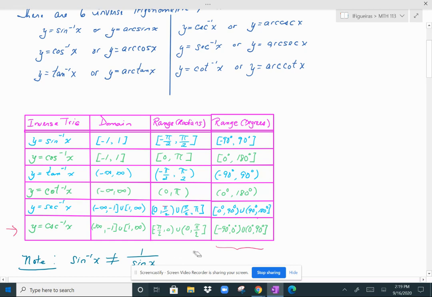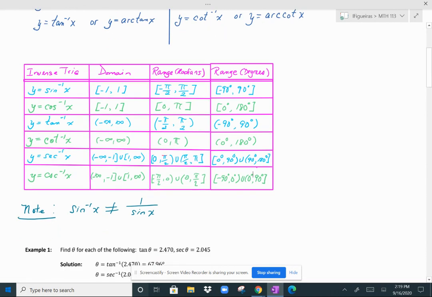Okay, so an interesting thing to remember about your inverse functions, and this was stated when we first talked about inverse functions in general, is that again, that little negative one in the exponent does not mean one over that function. So be careful not to make that assumption. It's just a different way of stating arc sine. And it's true for all six of them.